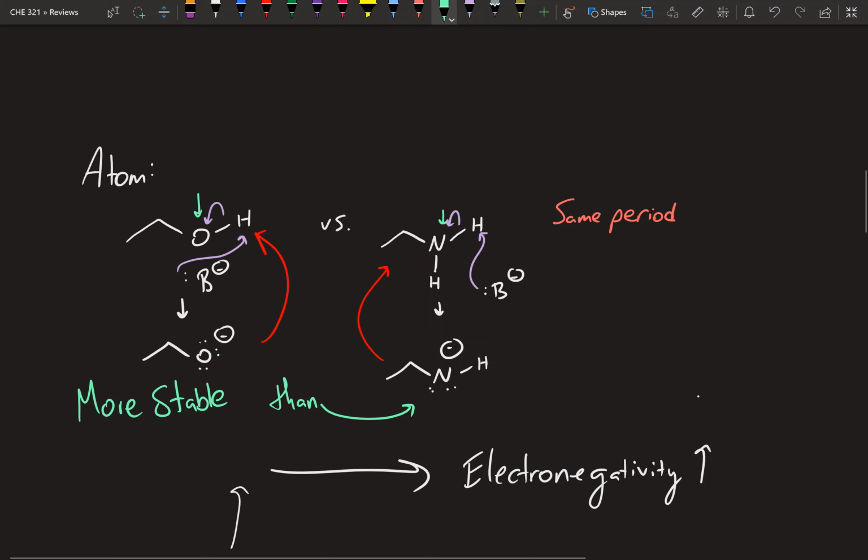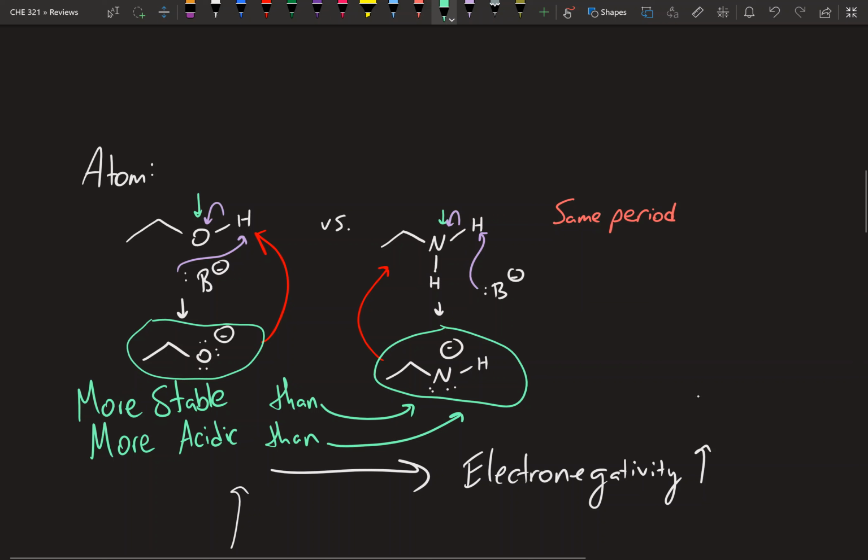And so remember what I said before, that when an acid gives up a proton, if the conjugate base is stable, it is considered a strong acid. It is not maybe a strong acid, but it is acidic. So between this one and this one, the conjugate base of the alkoxide is more stable than the amine. And so that means that because it's more stable, it is more readily giving up a proton and is therefore more acidic also.